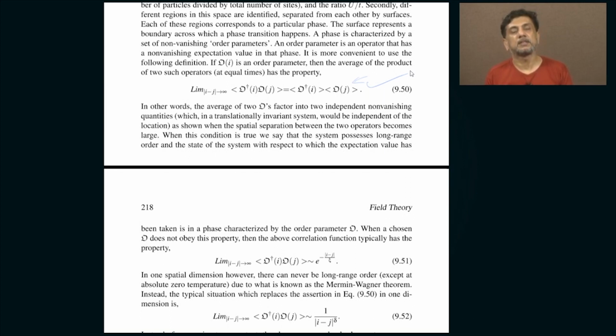But when you are unsuccessful in finding such an order, that means any random O that you construct will typically not obey 9.50, it will typically obey 9.51.